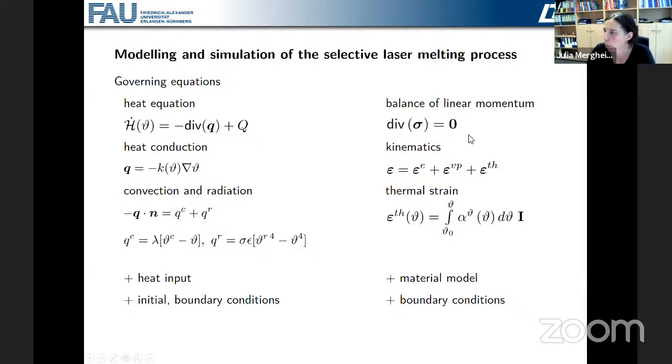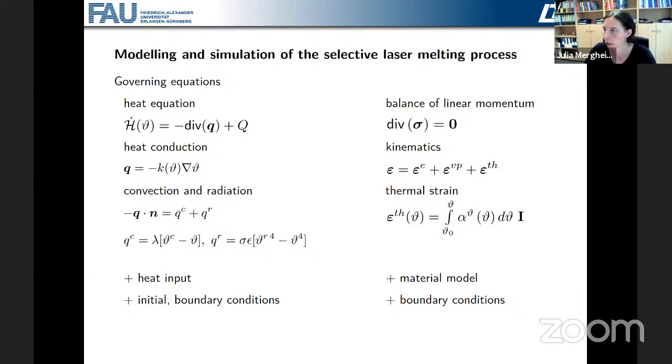So for the mechanical part, we solve the balance of linear momentum for the stresses. And we have the strains here, the total strain, which consists of elastic, viscoplastic, and thermal strains. And actually, the thermal strains are the only mechanical loads that we have here in this problem.